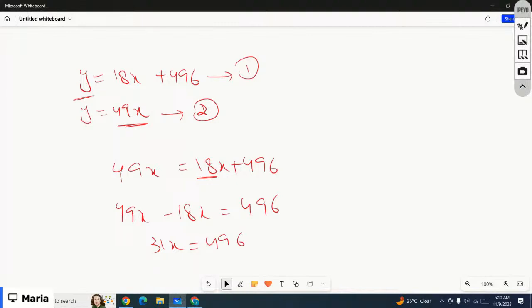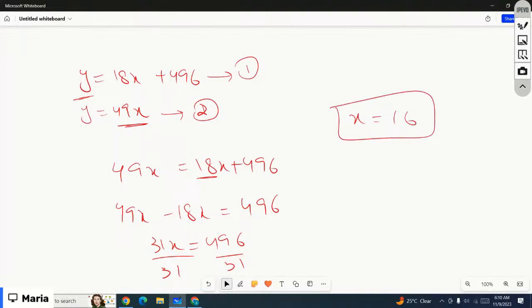To calculate the value of x, divide both sides by 31. So 496 divided by 31 equals 16. So that would be x equals 16. When you divide 496 by 31, that equals 16. That means the value of x is 16.